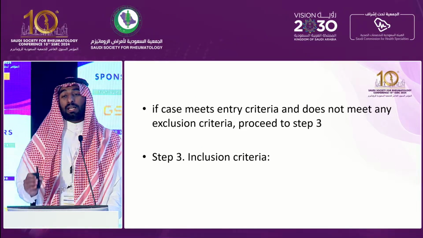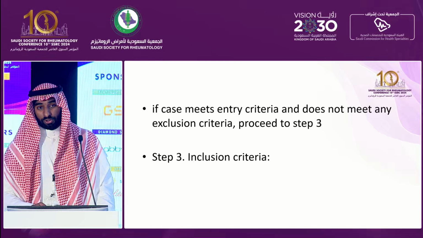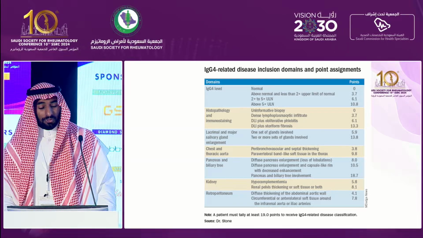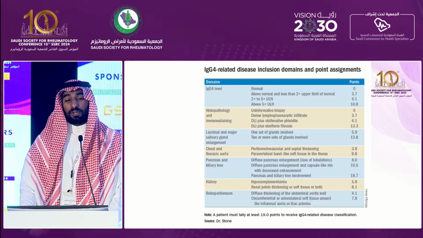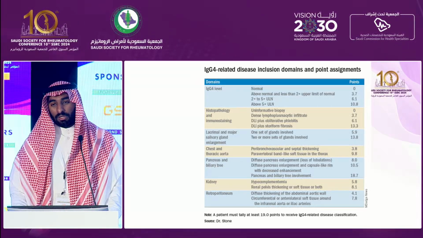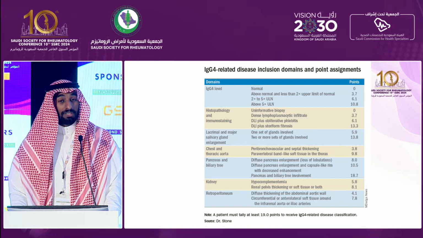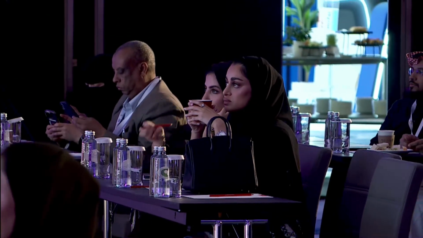So if the patient has the entry criteria and none of the exclusion criteria, then we can go for the inclusion criteria, and we have to calculate how many points we have. The higher the IgG4 level, the higher the points. Histologically, storiform fibrosis with lymphoplasmacytic involvement gives higher points. Involvement of lacrimal and salivary glands, chest or thoracic aorta, pancreas and biliary tree, kidney, and retroperitoneal fibrosis also give higher points.